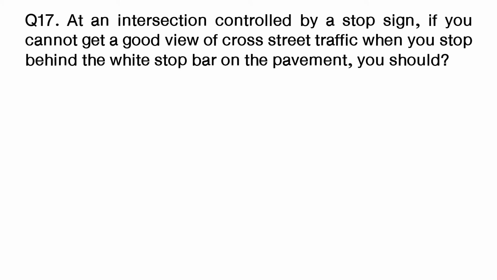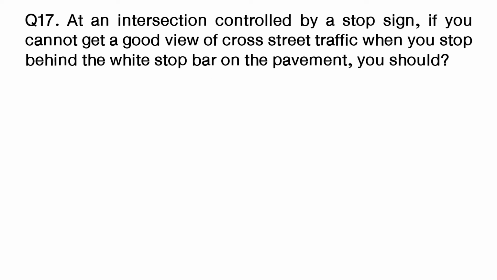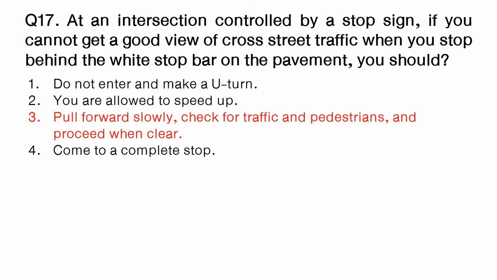Question. At an intersection controlled by a stop sign, if you cannot get a good view of cross-street traffic when you stop behind the white stop bar on the pavement, you should. Option number 1. Do not enter and make a U-turn. Option number 2. You are allowed to speed up. Option number 3. Pull forward slowly, check for traffic and pedestrians, and proceed when clear. Option number 4. Come to a complete stop. The answer is option number 3. Pull forward slowly, check for traffic and pedestrians, and proceed when clear.